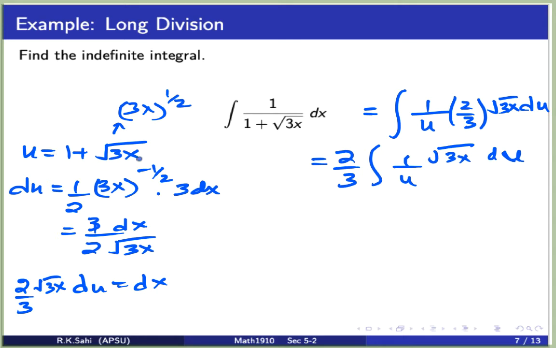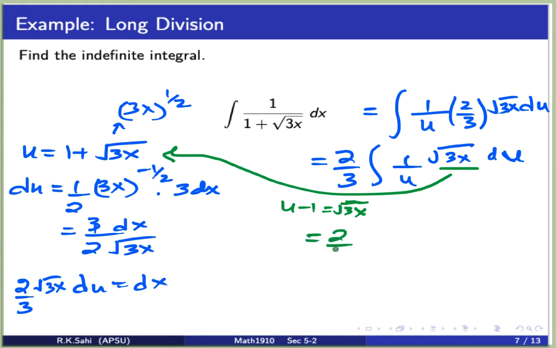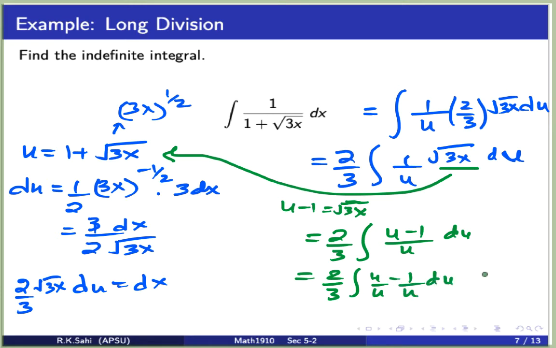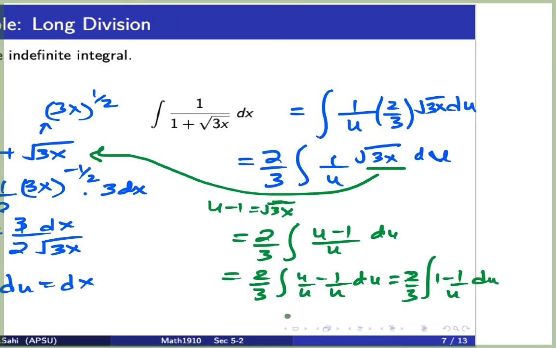So now let's go back and see what square root of 3x is in terms of u. Square root of 3x is nothing but u minus 1. Now we can have everything in u. It is u minus 1 over u du. Remember, there's only one term in the denominator, so we separate the terms in the numerator. It's u over u minus 1 over u du, which is 2/3 times the integral of 1 minus 1 over u du. So when we do the math, it's 2/3 times u minus natural log of the absolute value of u, plus c.